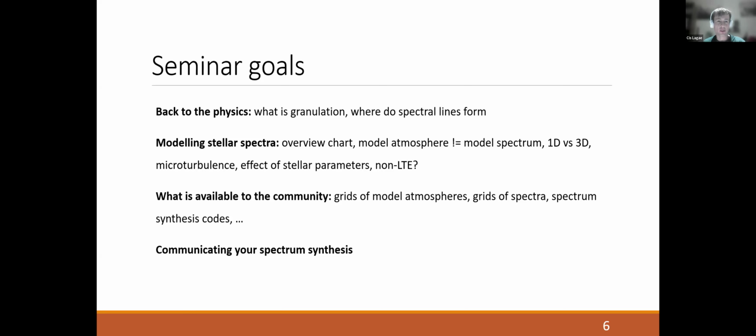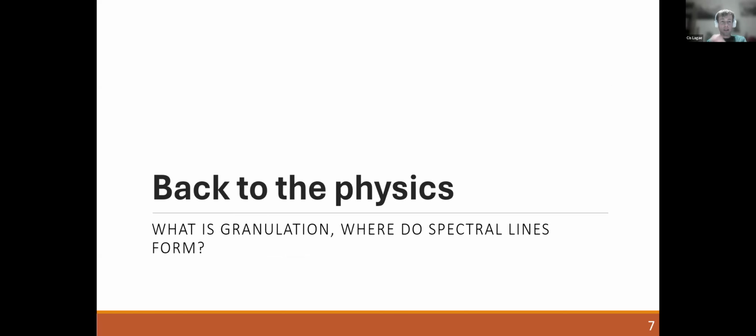I'll go a bit over the numerics behind creating stellar spectra, give you an overview of all the assumptions and free parameters that go in, and also how this affects the outgoing spectrum that you get at the end. And at the end, I'll shortly go over what is available to the community. Maybe there are model atmospheres you didn't know about, or spectrosynthesis codes, or other stuff. And I'll try and have one slide on things that you should communicate about when you use spectral models as well. So let's kick off by getting back into the physics.